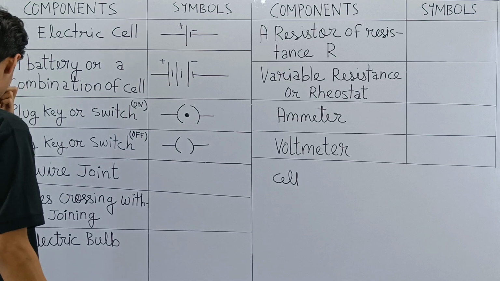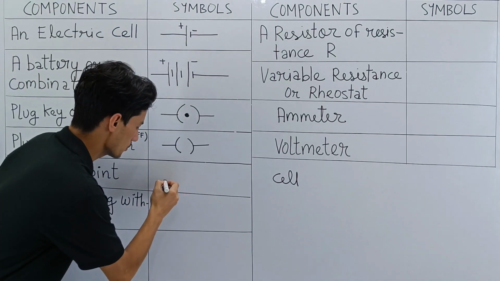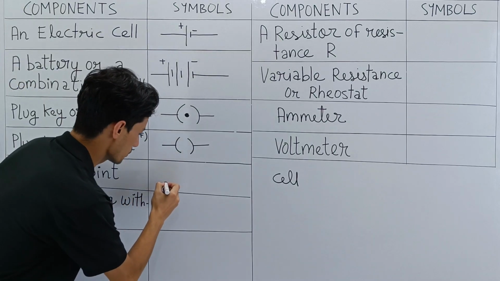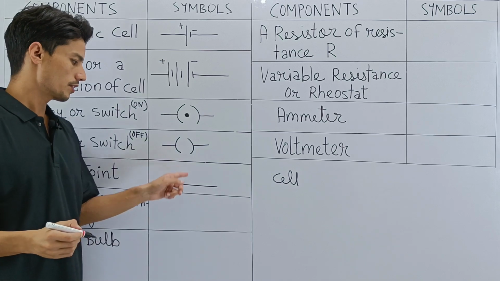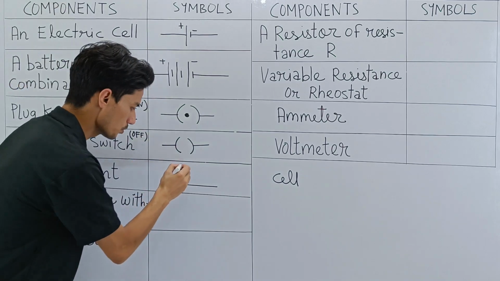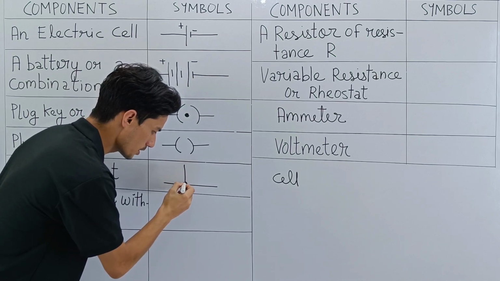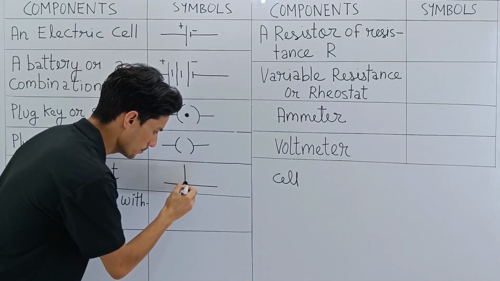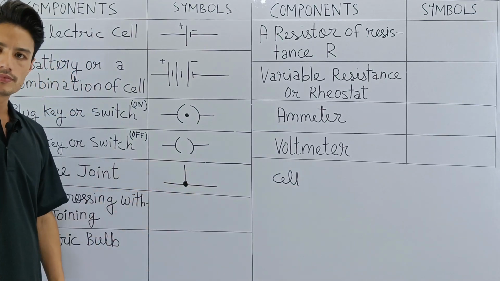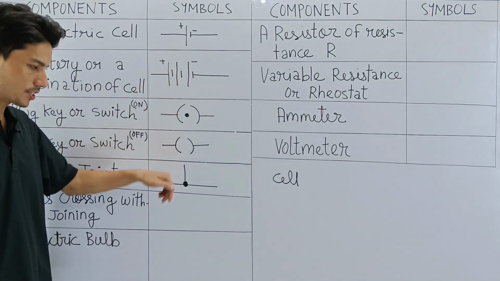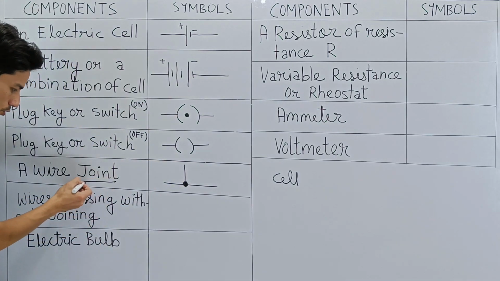Next is a wire joint. How do we draw a wire joint? There should be at least 2 wires. Let's say one wire is going like this, headed in this direction, and the other wire should come and touch this. Wherever they are touching, to show the joint, let's make it a little black like this. This is how you draw a wire joint. This is one wire, this is the other wire. This wire is going like this, the other wire is touching this wire, and they are joined.